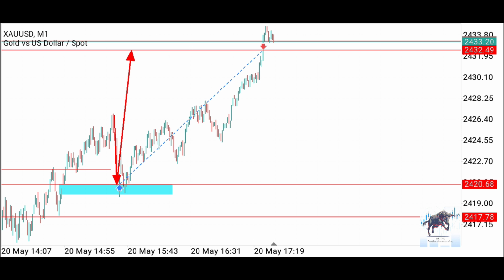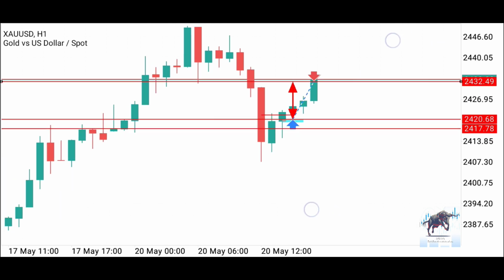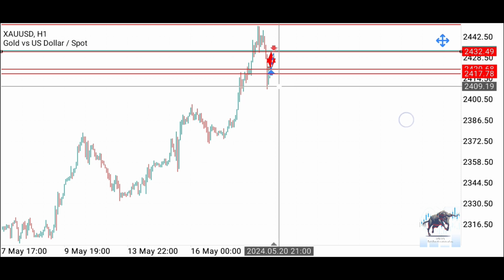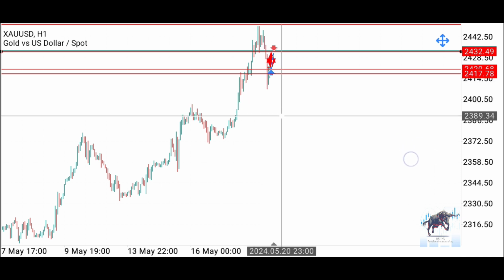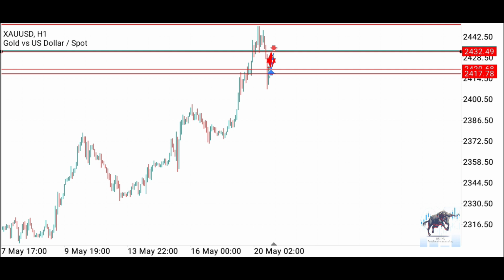And then as soon as price gets back to either your equilibrium, as we highlighted earlier, or maybe deeper into discount for buys, that's where you start looking for your market maker buy model, and you keep on going to the lower time frame.